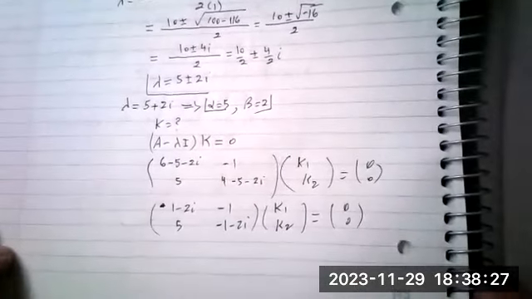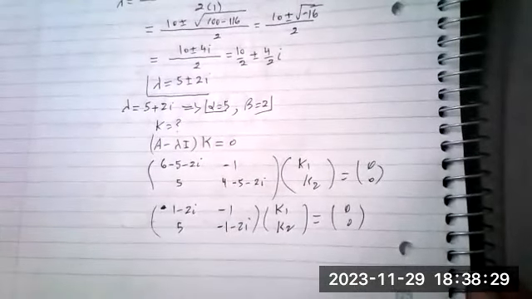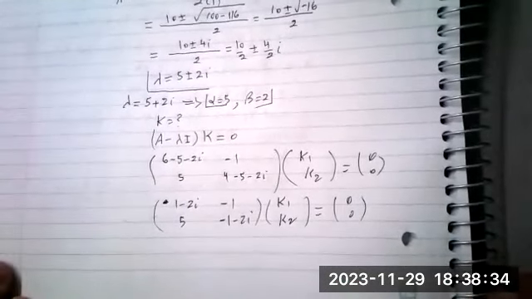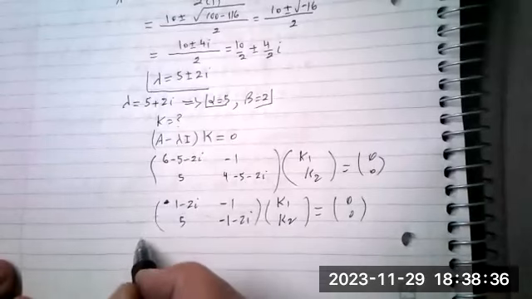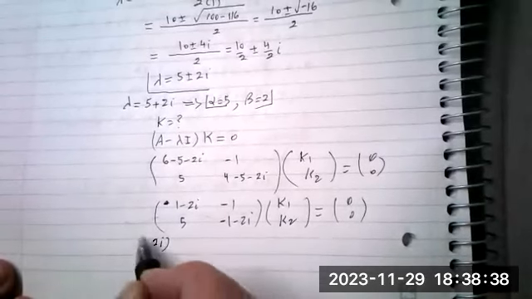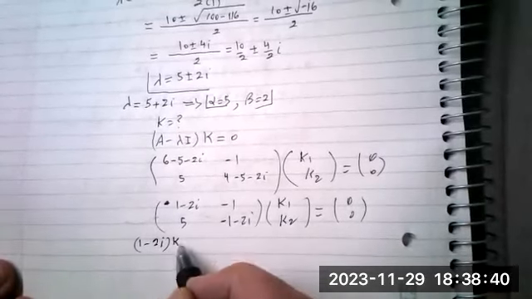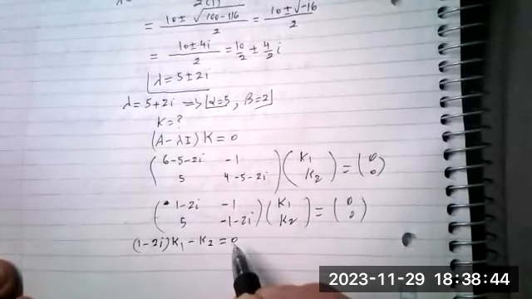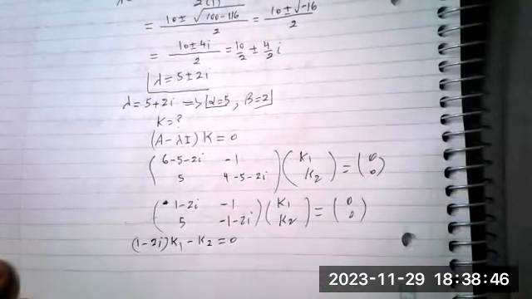You multiply them together, but you know that this system is going to be a dependent system. You just use one of the equations, and this is the first one. I'm going to write it down: 1 minus 2i times k1, minus k2 equal to 0. This equation would be enough to solve it.